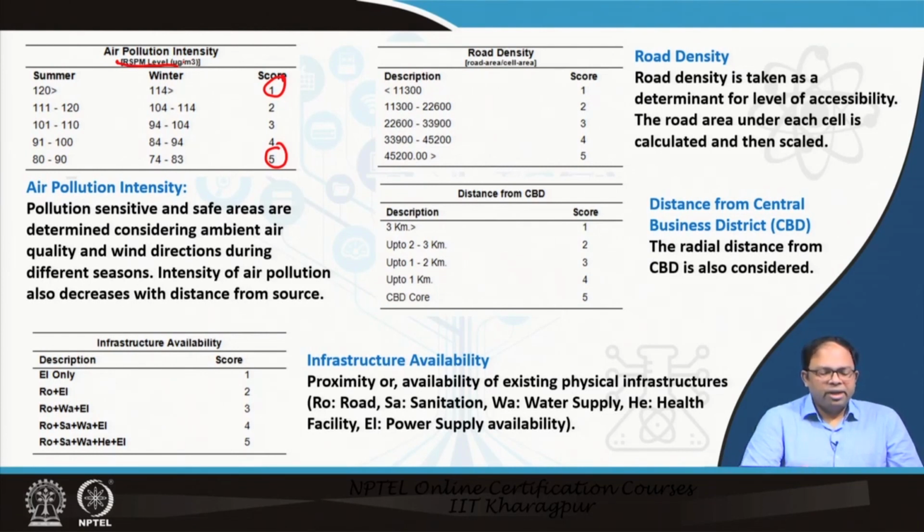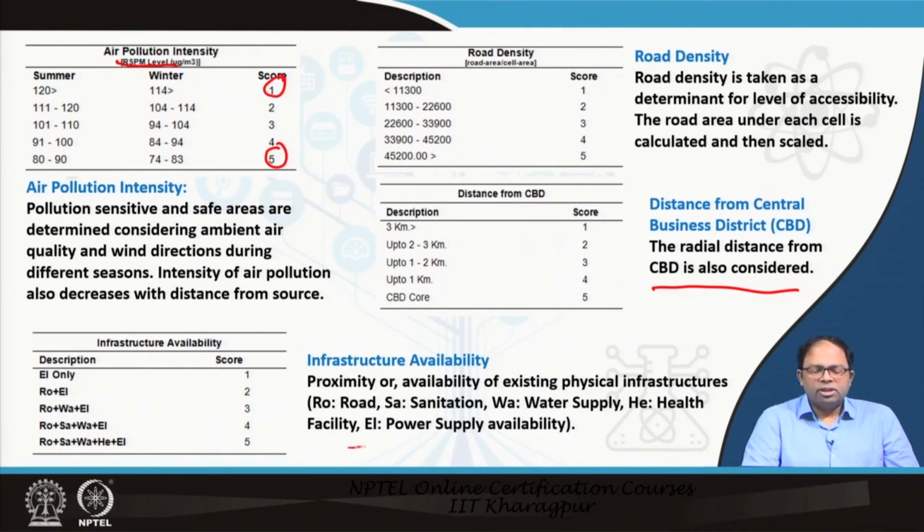So in the next one, we have also looked into road density. We used a very simple criteria. We could have used very complex accessibility criteria, but road density is taken as a determinant for level of accessibility. The road area under each cell is calculated and then we scaled that. What it means is we just determined what amount of area under road land use was there in each of these cells, and that we took. And we also considered the distance from the central business district, how far away it is from the central core.